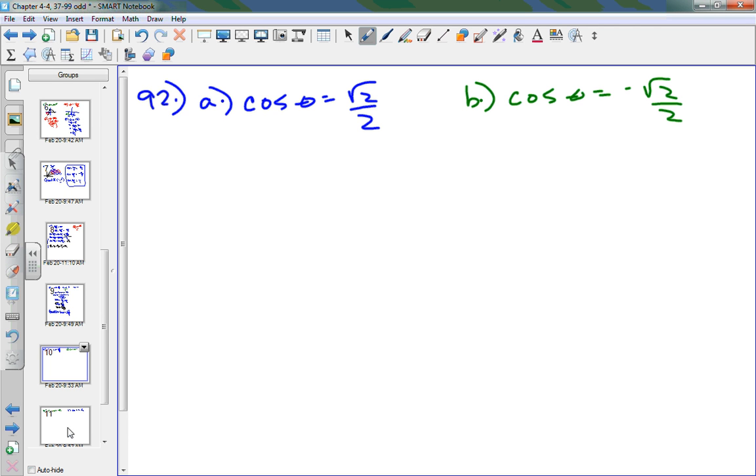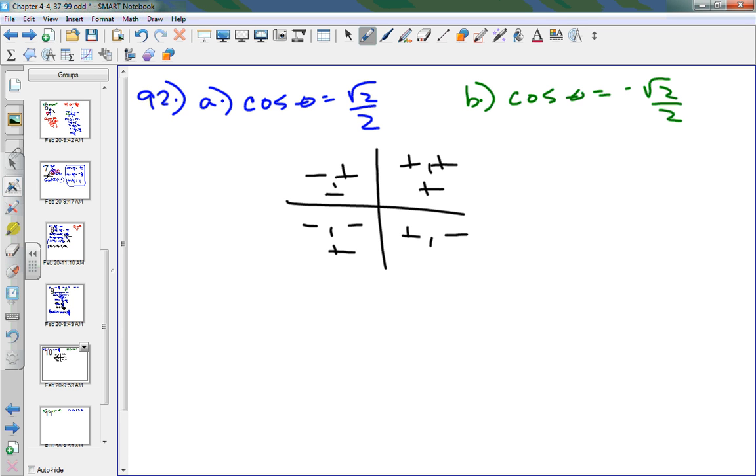Okay? Now, what they want to know is what angle has a cosine that's equaling the square root of 2 over 2. Well, first of all, I need your brains to go back to this right here. Positive, positive, positive, negative, positive, negative, negative, negative, positive, positive, negative, negative. Your brain needs to keep that chart in your head. What is that chart again?